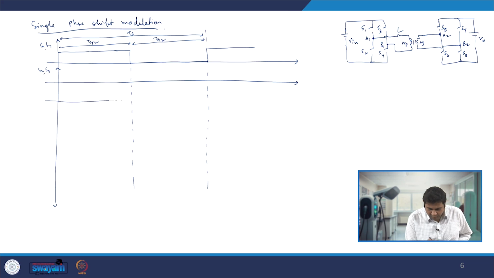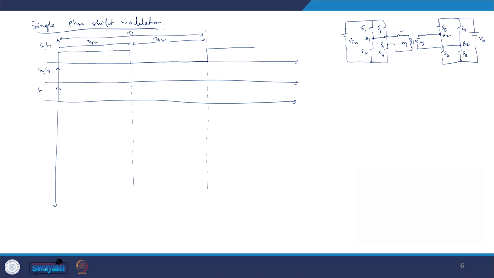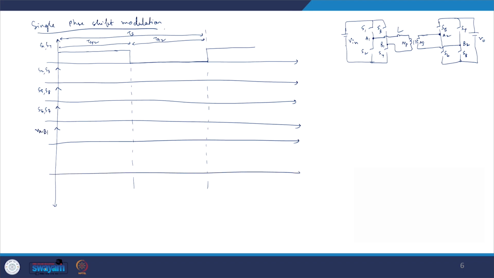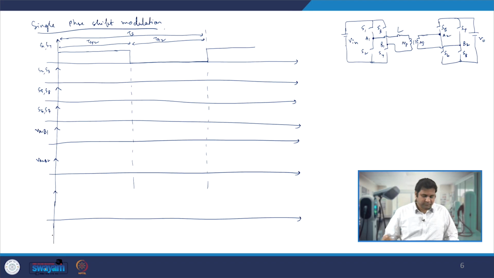Then let us also draw my S5, S8, and let us also draw my S6, S7, and after that A1, B1, A2, B2, and finally at last we will draw the current IL, which is flowing through the inductor L.